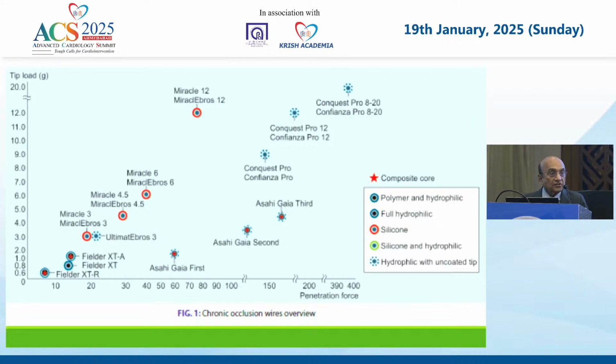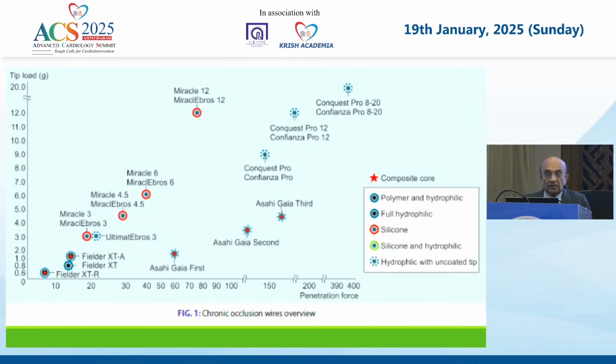Fielder 0.009, Conquest Pro 0.009, Conquest Pro 8-20 0.008. So these wires which are tapered have a better penetrating efficiency. Tip load. What is a tip load? It is the weight the wire can bear when it is straight and yet not bend. For example, if you hold a wire straight and put a load of 12 grams on the top of the wire and yet it does not bend, the tip load of the wire is 12 grams.